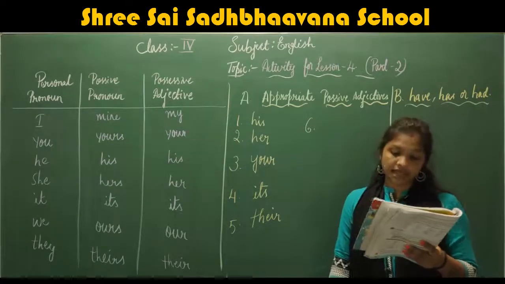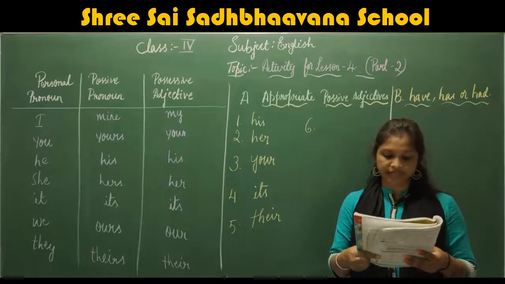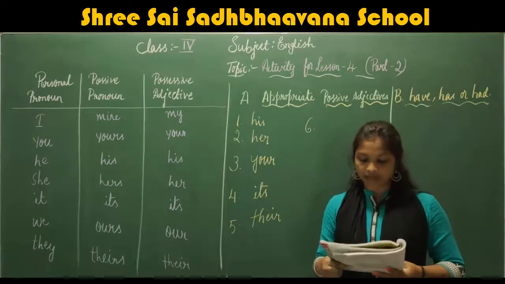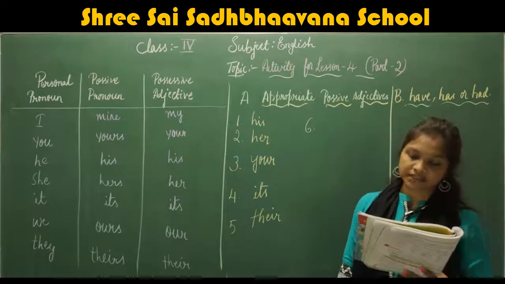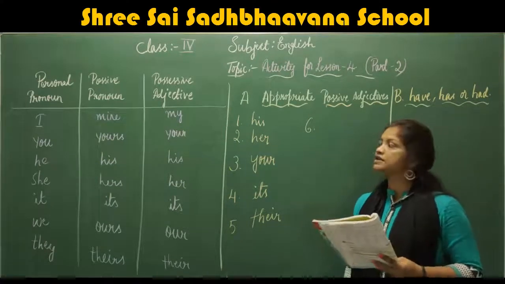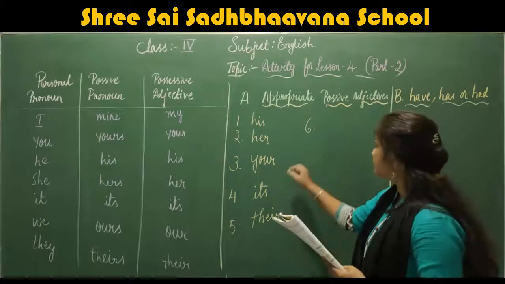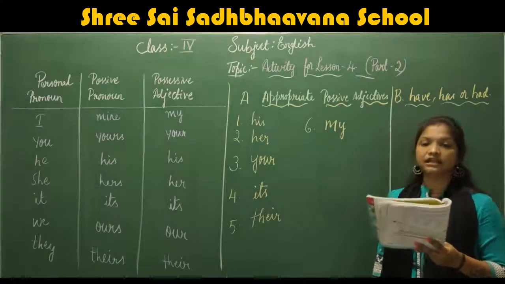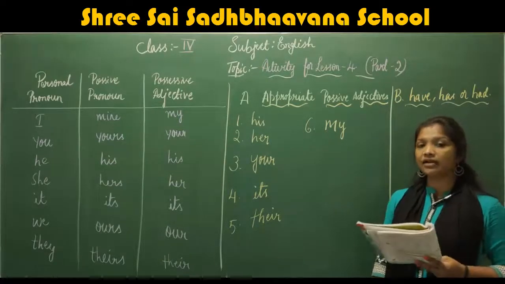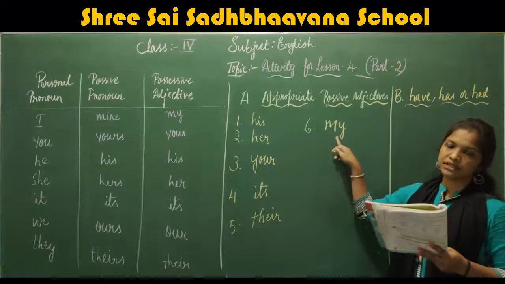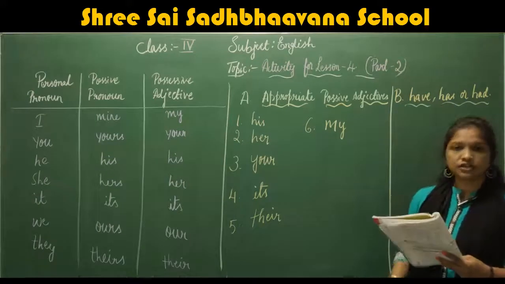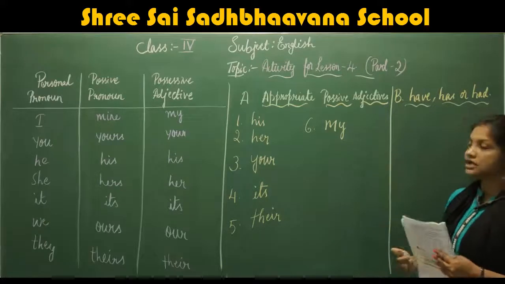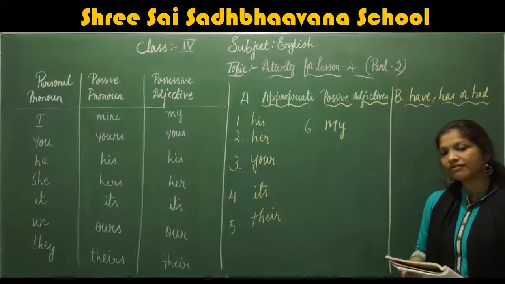Now, sixth one. It has started raining. I will have to change dash plans for the day. Which possessive adjective do we have to use? My. It has started raining, so I will have to change my plans for the day. Did you understand, children, how to complete the sentence with a possessive adjective? Yes, I hope you have understood.